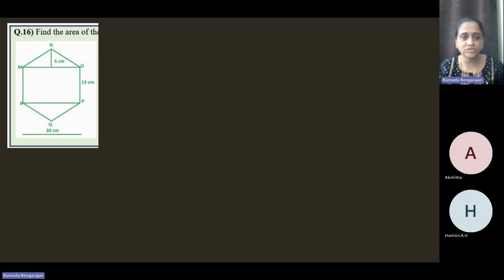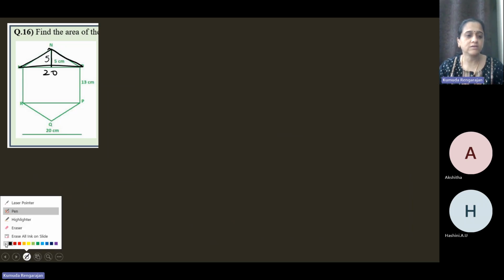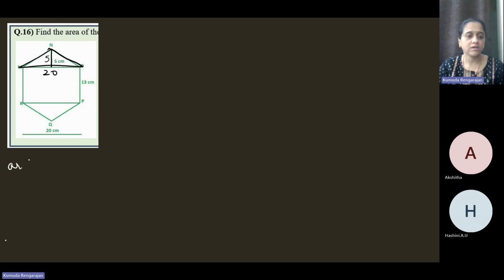Yeah, the question is to find the area of this polygon. Okay, so this one is a hexagon. So what's the base of the triangle? 20. What's the height of the triangle? 5. So how do you find the area of the triangle? Area of triangle MNO is equal to half into base into height.